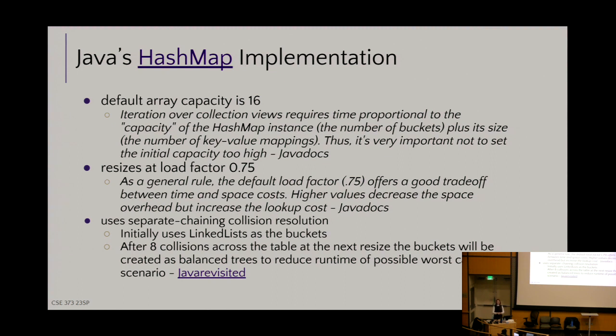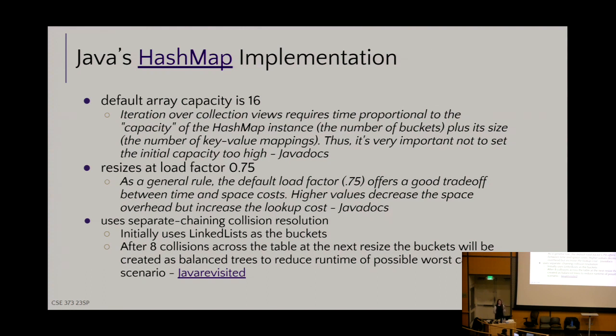They also resize at a load factor of 0.75, again for these exact reasons. Their research tends to show 0.75 is a nice tipping point between empty space, the number of buckets you have to loop over, and redistributing to avoid collisions. And then the way that it handles collisions is it initially does use linked lists as the buckets. So you can see that what I'm asking you to write is almost identical to Java's implementation.